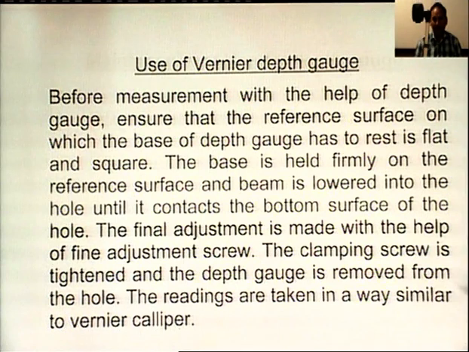So, the fine adjustment is made with the help of this fine adjustment screw. The clamping screw is tightened and the depth gauge is removed from the hole. The readings are taken in a way similar to vernier scale, which we already have discussed.